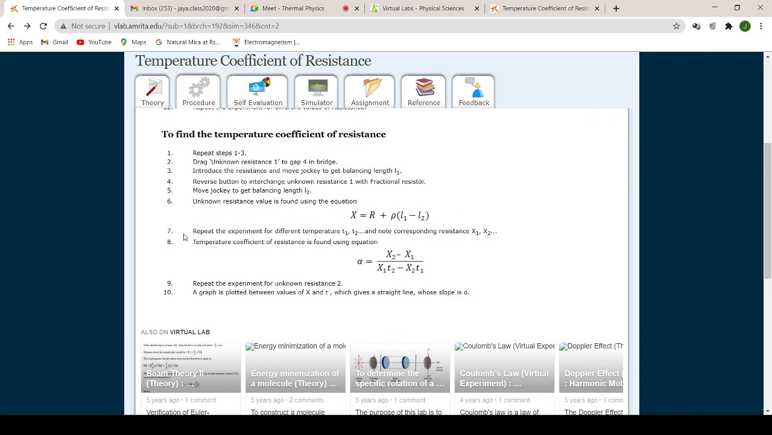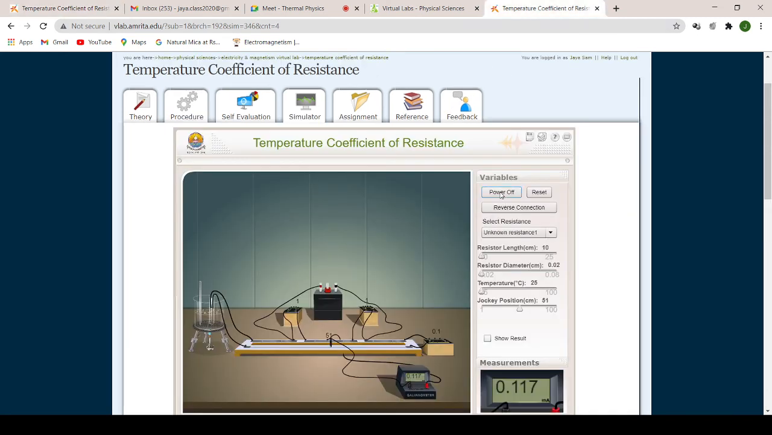Now you have to repeat the same steps for different temperatures, and note down how the resistance varies depending on the temperature. So for each temperature you are going to note down x1, x2 and so on. So how are you going to vary the temperature? Let us see here. Switch off the power.